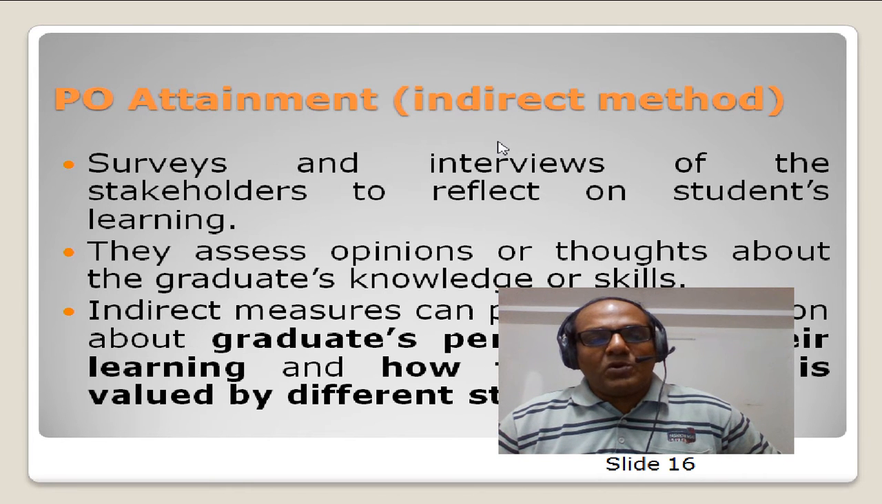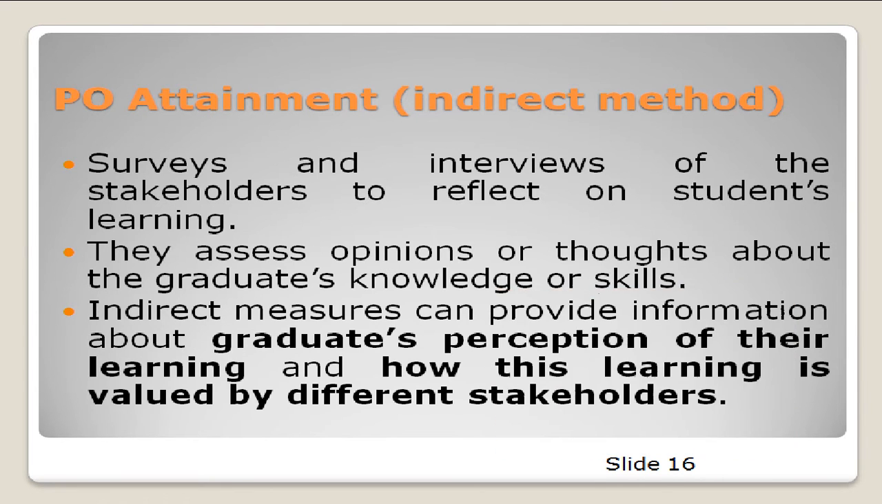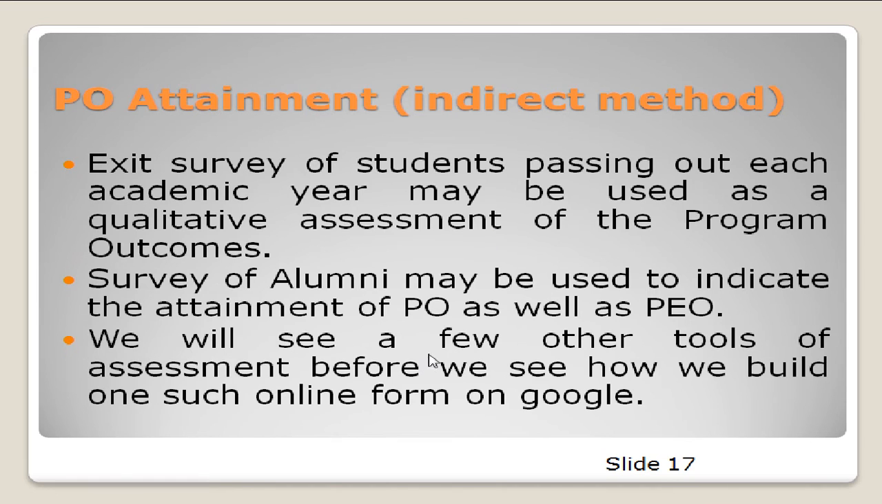Okay, this PO attainment through the indirect method involves surveys and interviews of the stakeholders, and they assess opinions or thoughts about the graduates' knowledge. It's a perception of learning and how this learning is valued by different stakeholders. Okay, exit survey is one such survey, taken from students passing out of each academic year, and this can be used as a qualitative assessment of program outcomes.